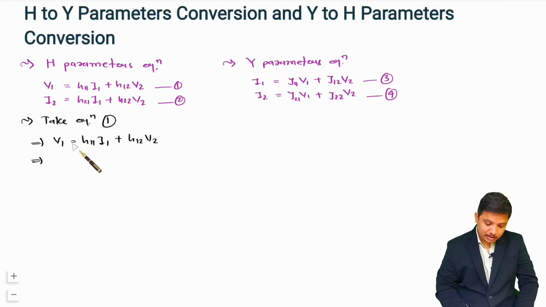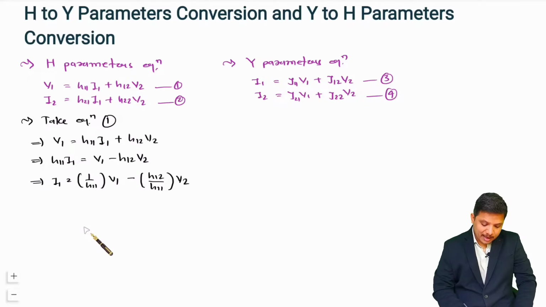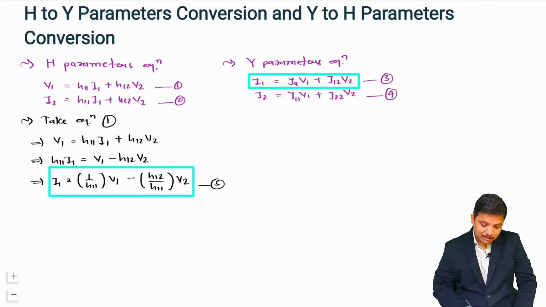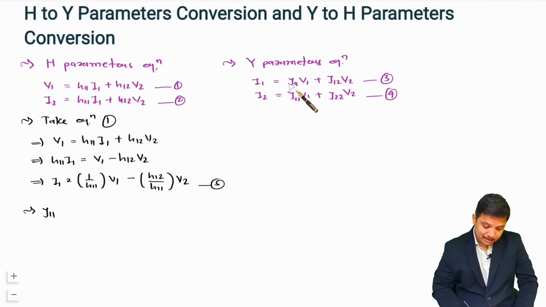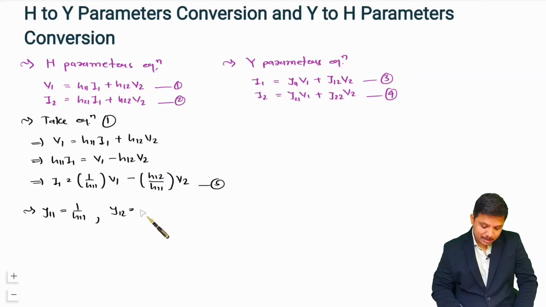Now with this equation I'll make it in the form of I1. So H11 I1 will be V1 and this term will go on the other side, so minus H12 V2. Now if you divide this by H11, then I1 is equal to 1 by H11 V1 minus H12 by H11 V2, right? So now we have this equation in the form of I1 equal to something into V1 plus something into V2. I can say that this is equation 5 and we will be comparing equation 5 with equation 3. Then we have Y11 that will be 1 by H11 and Y12 that will be minus H12 by H11, right?